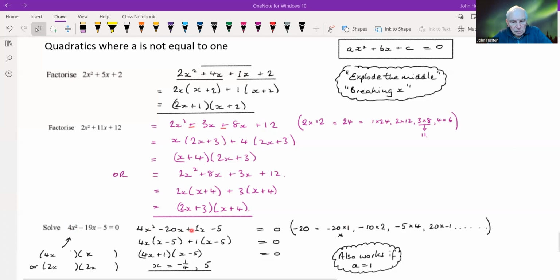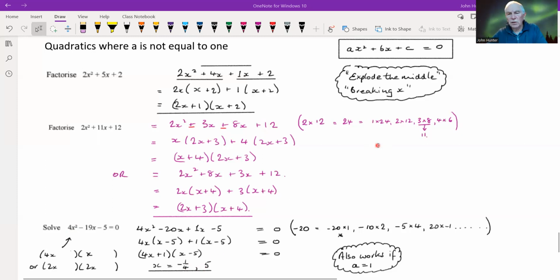So that's what we've done. We've exploded the middle, broken the x or whatever in there, -20x plus x. I put 1x because it just helps a little bit, -5, and therefore we could factorize 4x out of the first 2 terms and just 1 out of the second 2, giving us 4x plus 1 into x minus 5 equals 0. And since this says solve the equation, we can see from there that the solutions to that equation are -1/4 and 5.